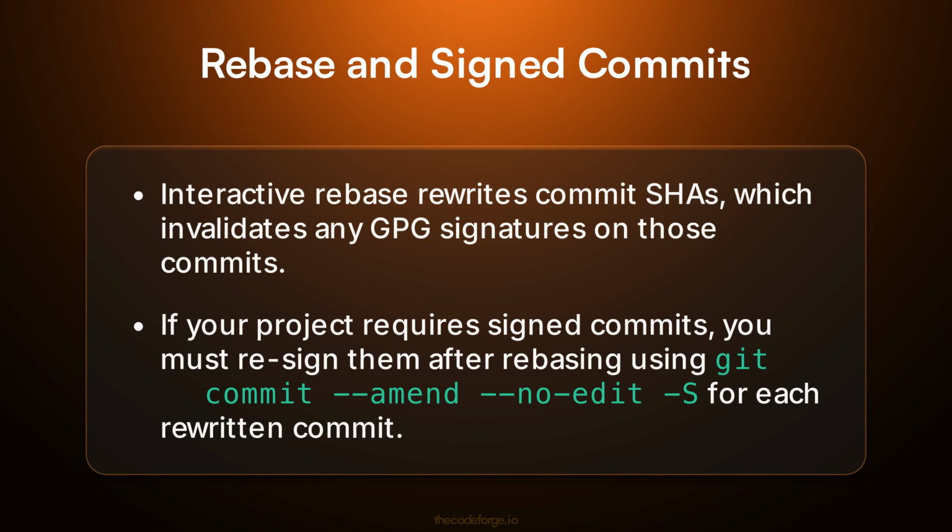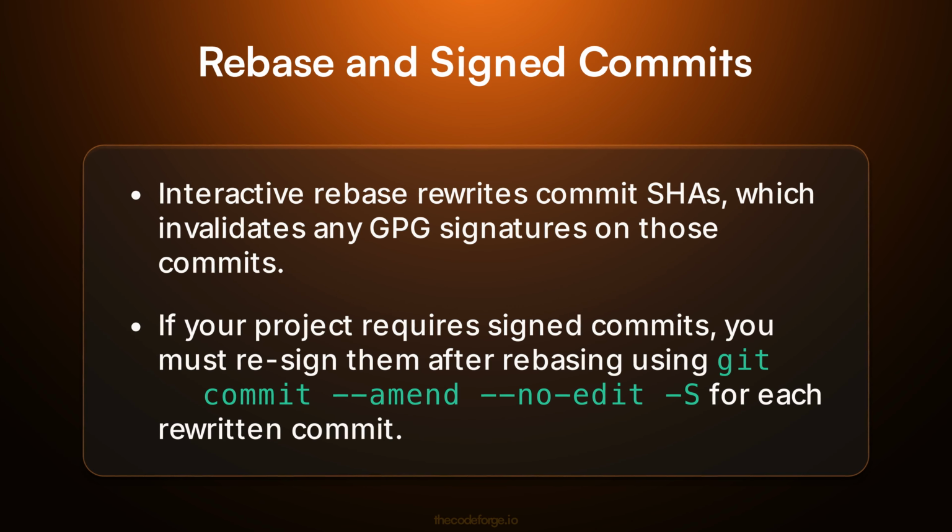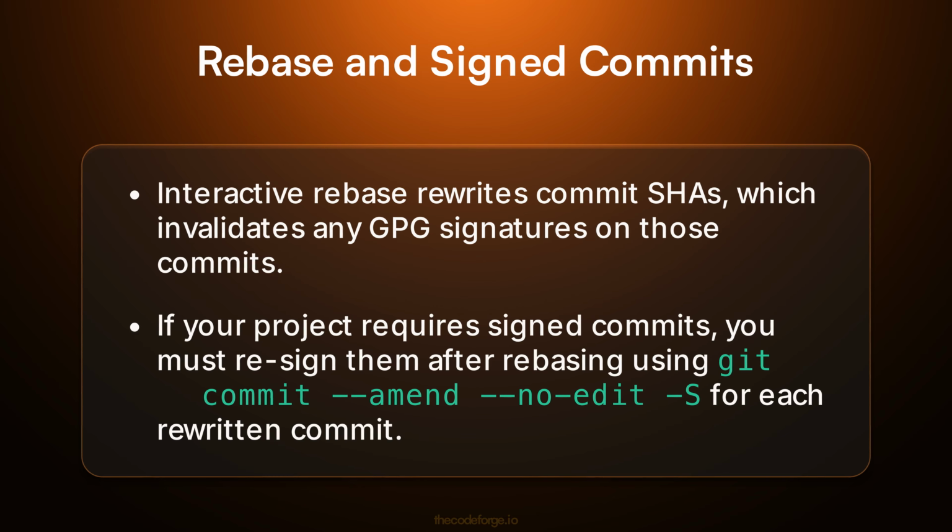Interactive Rebase rewrites commit SHAs, which invalidates any GPG signatures on those commits. If your project requires signed commits, you must re-sign them after rebasing using git commit --amend --no-edit -S for each rewritten commit.